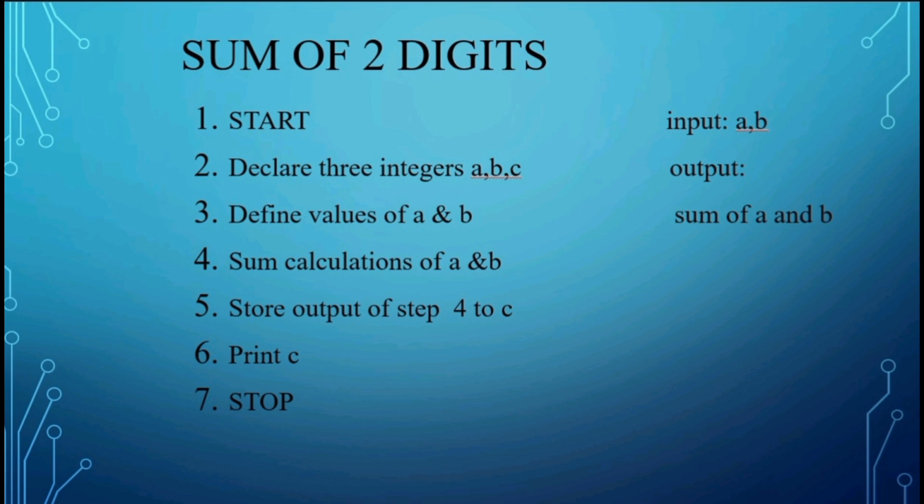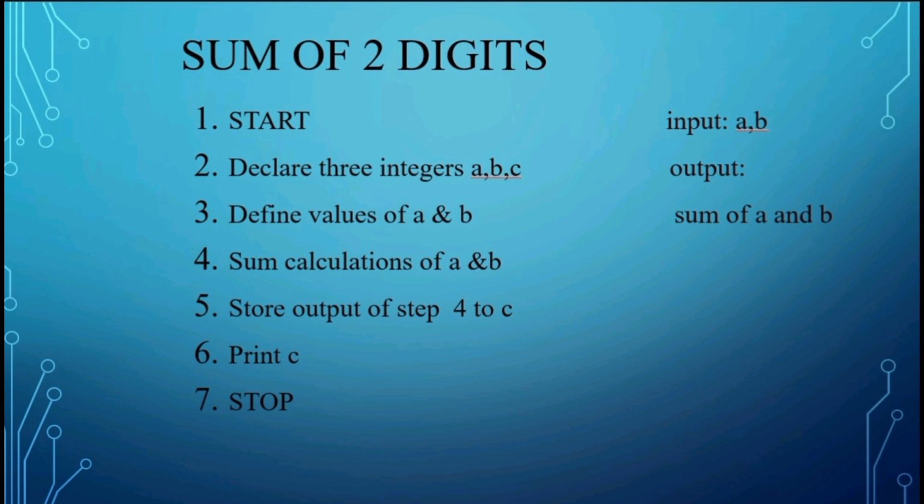Now, step 4, do the sum A plus B. Now the computer performs the actual addition. It adds the numbers A and B. So we have given 5 and 7. 5 plus 7 equals 12. In step 5, store the result in C. The result of the sum, 12, is saved in the variable C. So C equals 12, just like storing your result in a safe place.